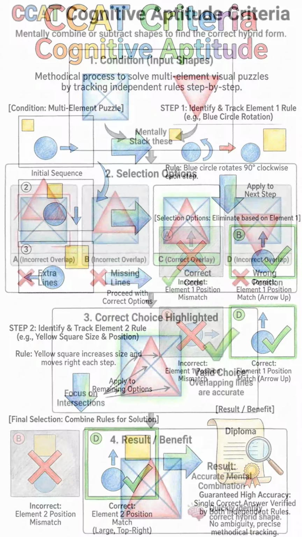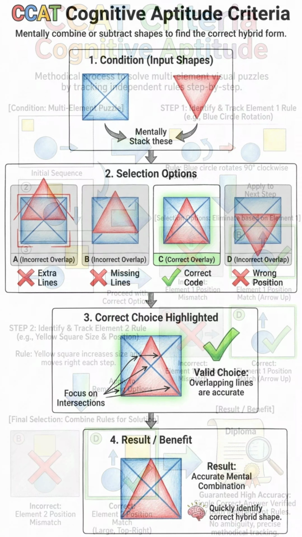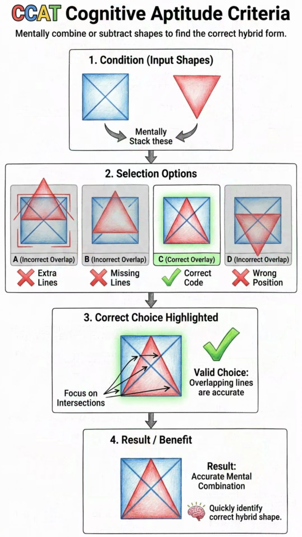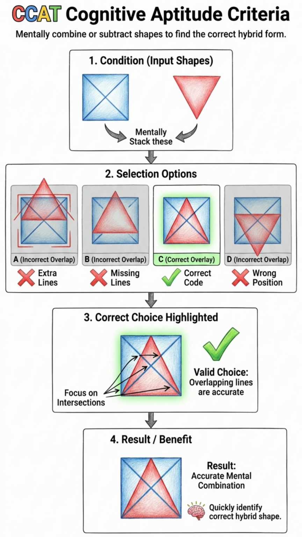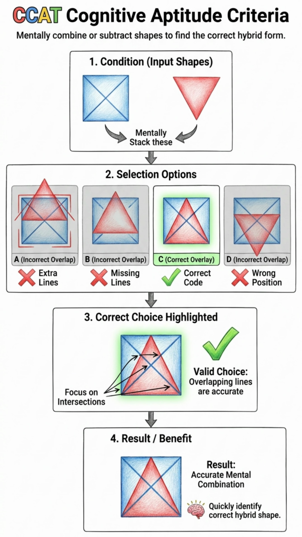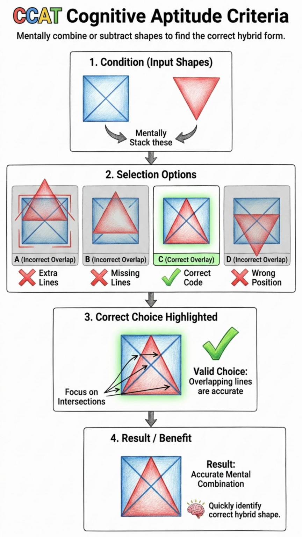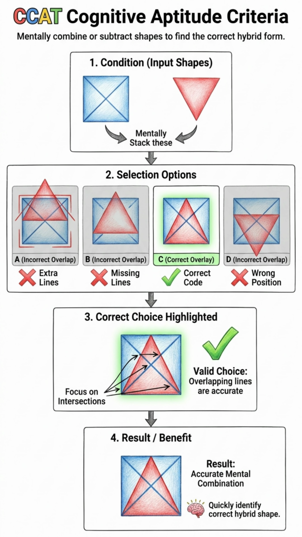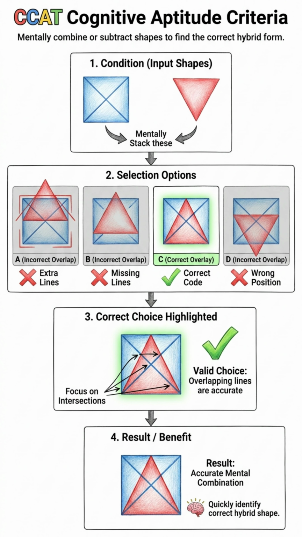The CCAT also tests your ability to mentally combine or subtract shapes from one another. You might be shown two separate symbols and asked what they would look like if stacked directly on top of each other. The secret to these combining questions is to focus heavily on the overlapping lines. Look for where the lines of the first shape will cross or completely cover the lines of the second shape. Eliminating answers that contain extra lines, or answers that are missing these critical intersections, is the fastest way to find the correct hybrid shape.